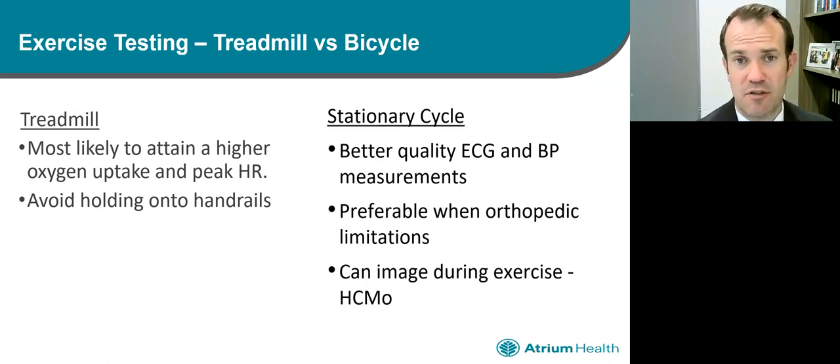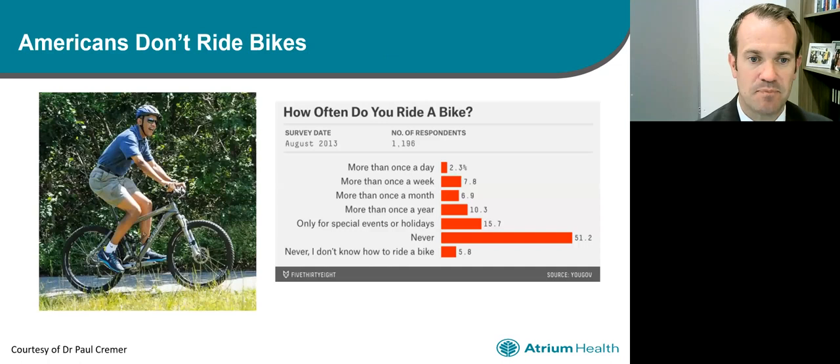So what about treadmill versus bicycle? There's actually a big difference worldwide here, where we see more bicycle stress tests being done in Europe and more treadmills in the United States. With the treadmill, we are certainly more likely to attain a higher oxygen uptake and peak heart rate, but the person needs to be able to walk without holding on to the handrails. The big advantage of the bike is that we have a better quality ECG and blood pressure measurements. Very useful if the patient has orthopedic limitations. And obviously, as I said before, the advantage is that we can image during exercise.